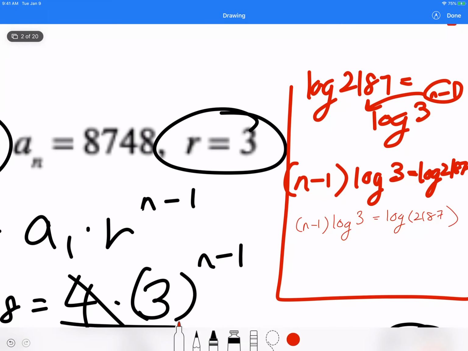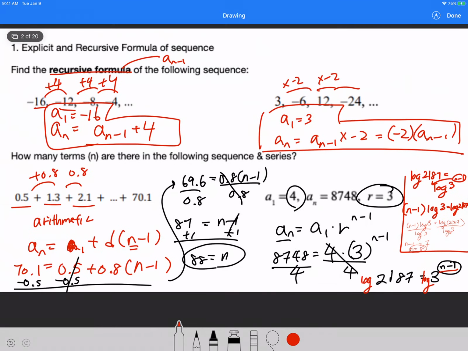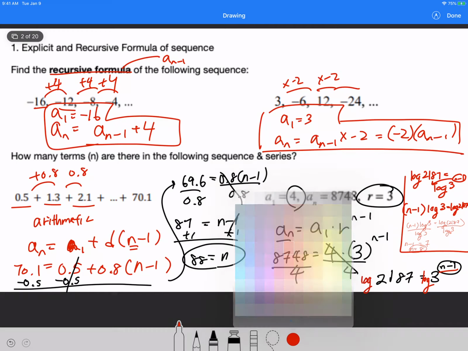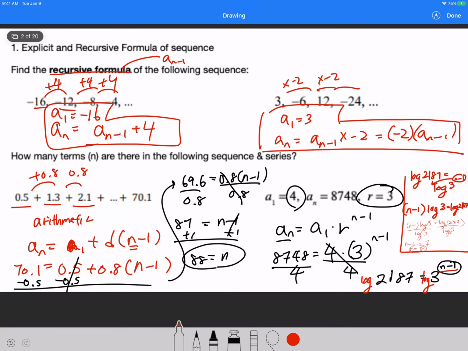Okay, so then what I'm going to do is divide both sides by log of 3. So n minus 1 is equal to log of 2187 divided by log of 3. For those of you who have the graphing calculator, you can use it, and you can just call the base 10 and it should be fine. Then what I get is 7, so just add 1 on both sides and I should get n is equal to 8. So my final answer for the second part is n is equal to 8.